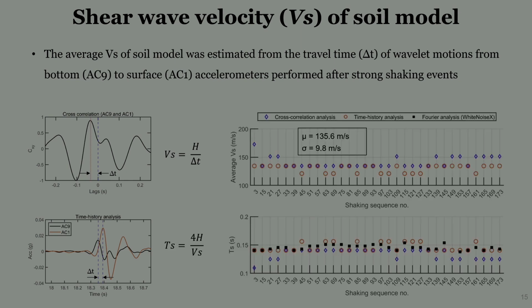Here is the average Vs of the soil model based on different shaking sequence numbers, and we did it for cross correlation and time history. Similar to the site period, we didn't see much of a difference across the different shaking events, and a mean value of 135.6 was obtained. I also calculated the period of the soil column based on this Vs, and then compared it with the Fourier analysis from the white noise, and it shows very comparable results. So we have a second degree of verification.